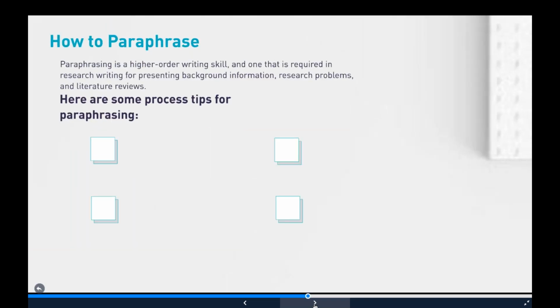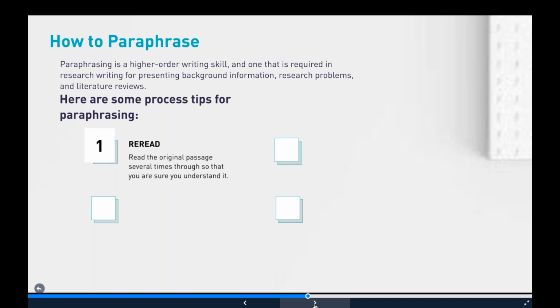Now that we've looked at what synthesis is, that we don't want to direct quote too much, let's look at how we paraphrase. Paraphrasing is a higher order writing skill. It's one that's required in research writing. That's because we need to put sources in our own words in order to focus on our own argument. Here are some process tips for it.